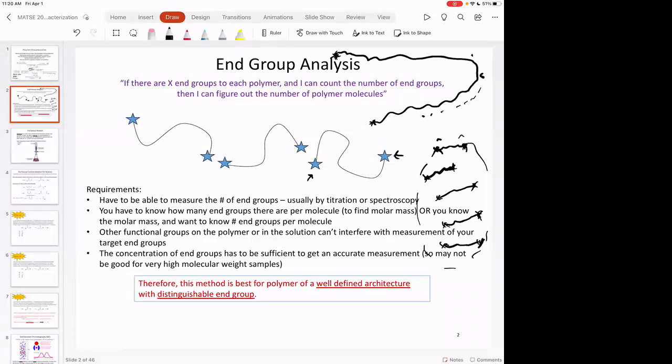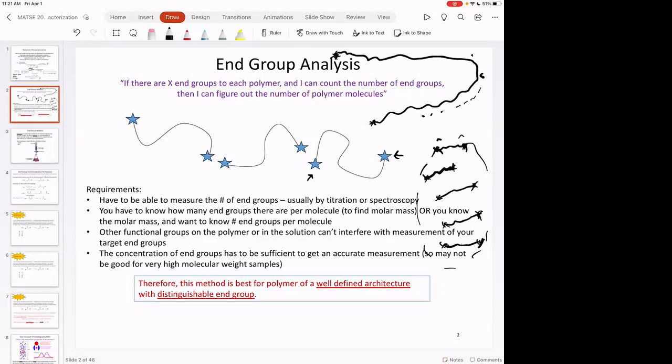So the ratio of the moles of N groups to moles of repeat unit tells you about the molecular weight. And that's something to think about because you're characterizing a volume of polymer. And so you can have the same volume of high molecular weight and low molecular weight. And in that volume, there will just be more N groups for the low molecular weight.